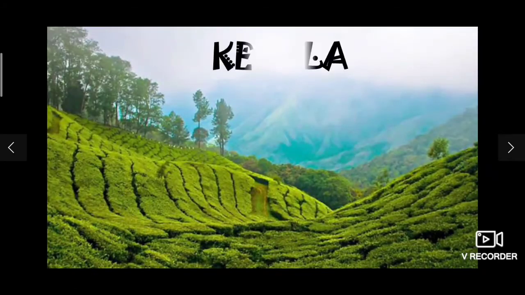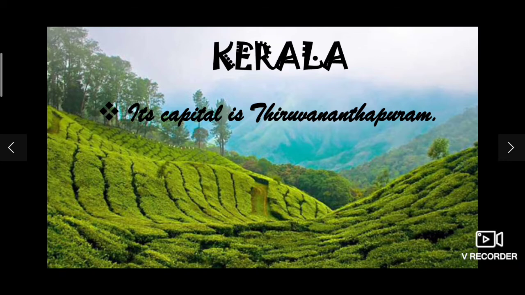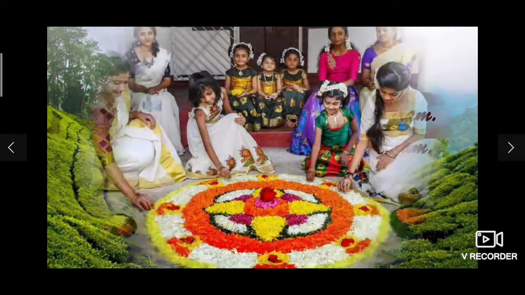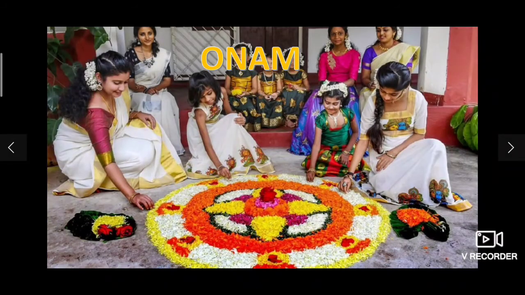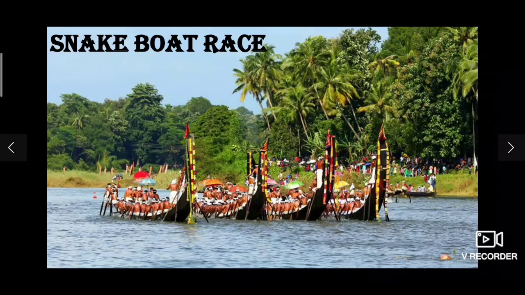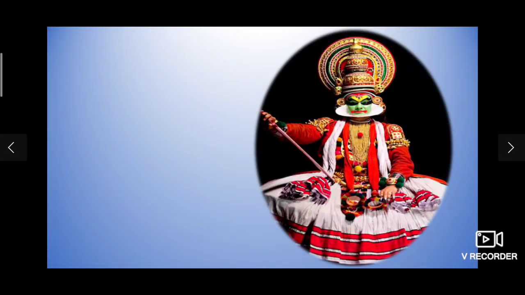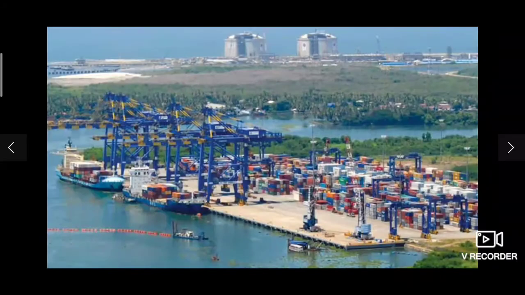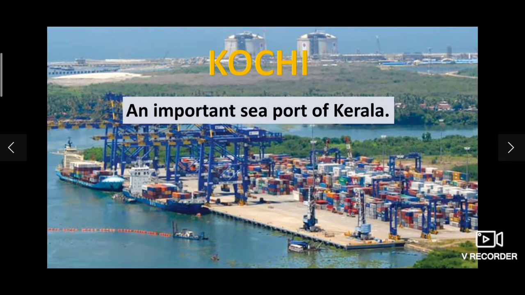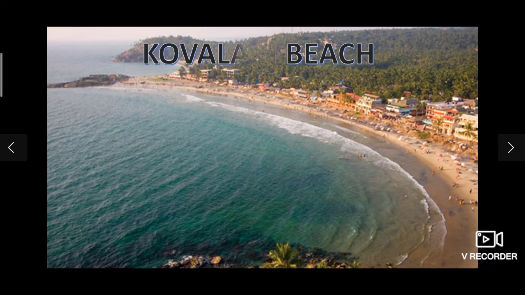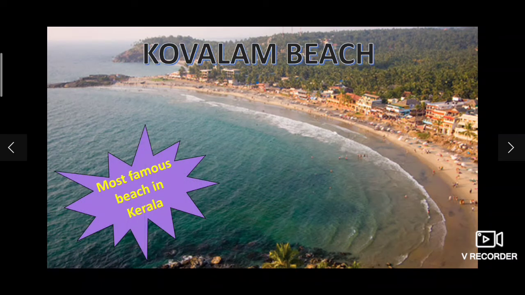Kerala. Its capital is Thiruvananthapuram. Malayalam is spoken by people here. Onam is the most important festival of Kerala. Snake boat races are held on Onam. Kathakali is the classical dance form of Kerala. Kochi is a major seaport here. Kerala has a number of beautiful beaches, and among them the Kovalam beach is the most famous.